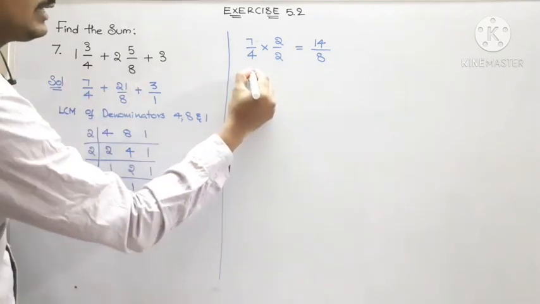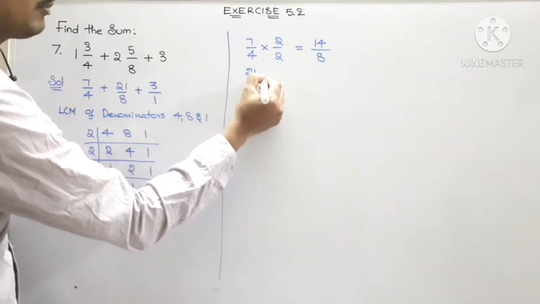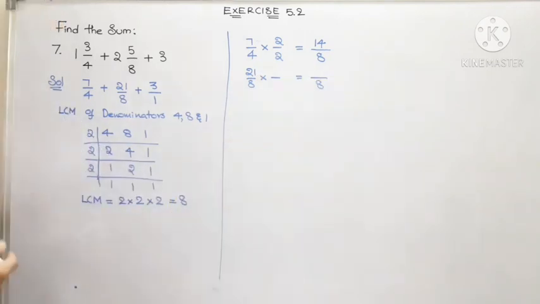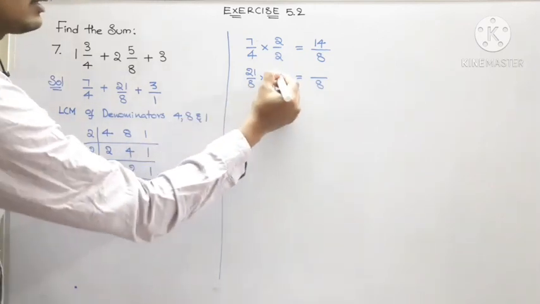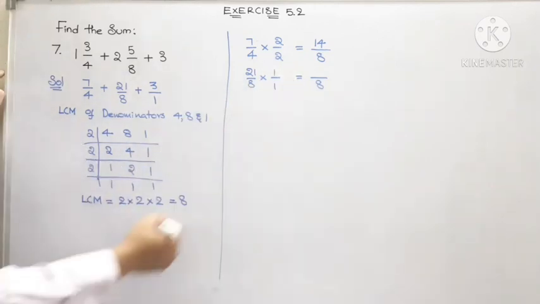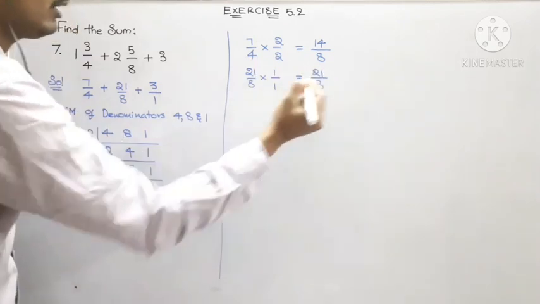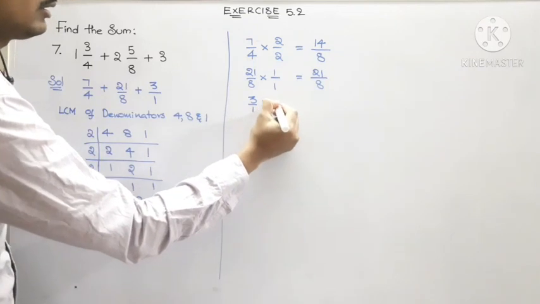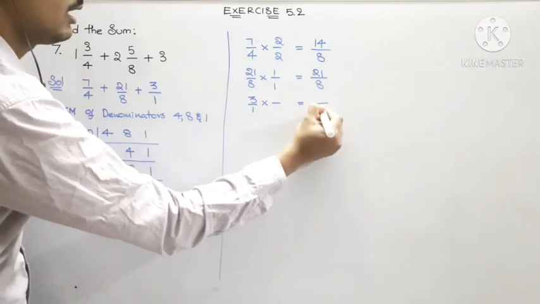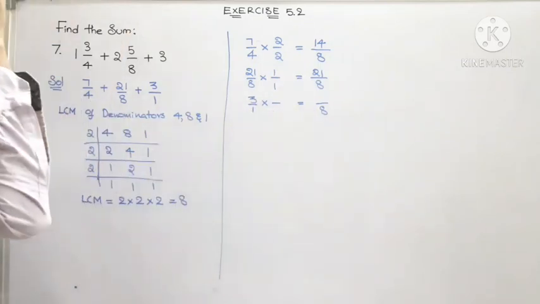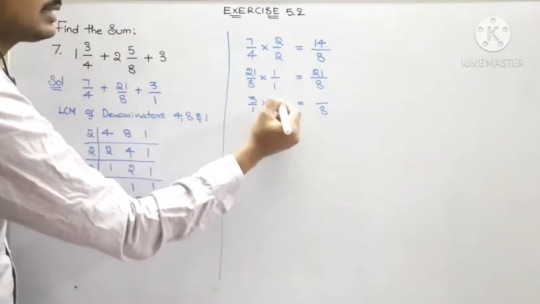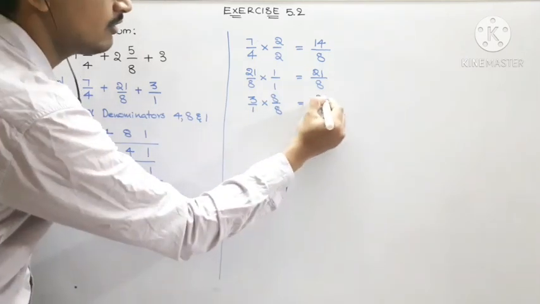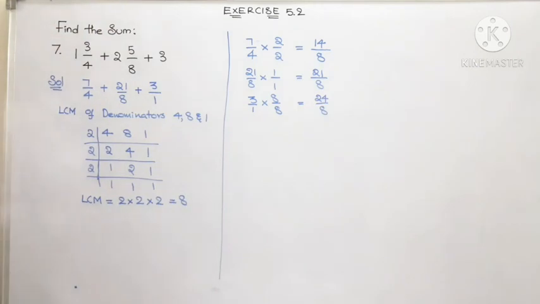And next is 21 by 8. We have to multiply it with some fraction so that the resultant denominator will be 8. So 8 1's are 8, so the same should be given to the numerator, 21 into 1, 21. Now 3 by 1. You have to multiply it with some number so that the resultant is 8. 1 8 gives us 8, the same should be given to the numerator. 3 8's are 24.